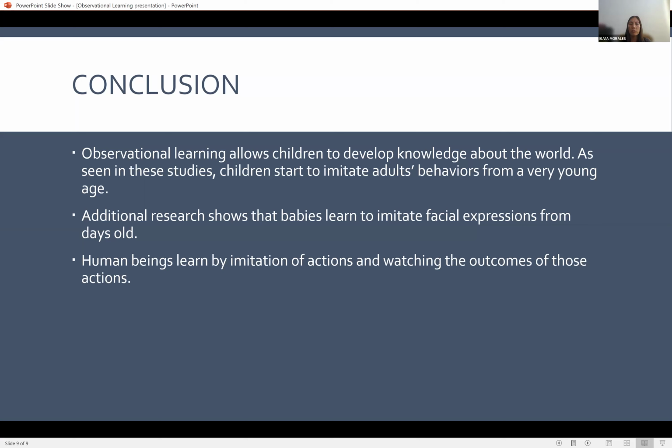There has been other research showing that even babies that are a few days old are able to imitate facial expressions that they see on adults, their parents or caregivers. So human beings learn by imitation of actions and watching the outcomes of those actions.